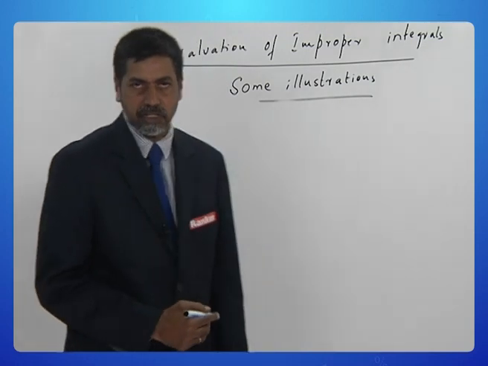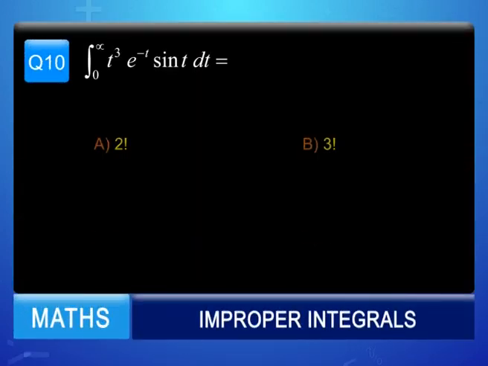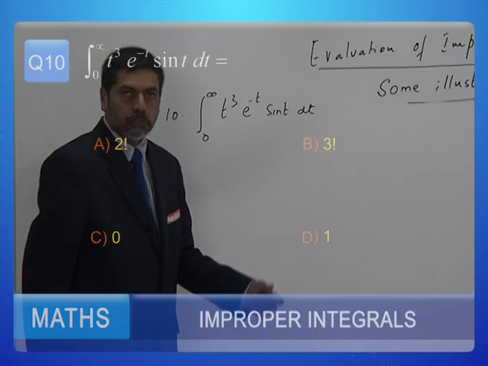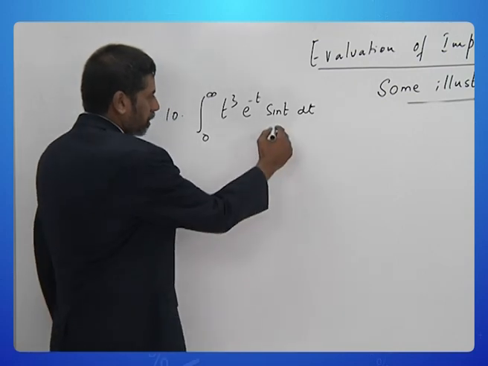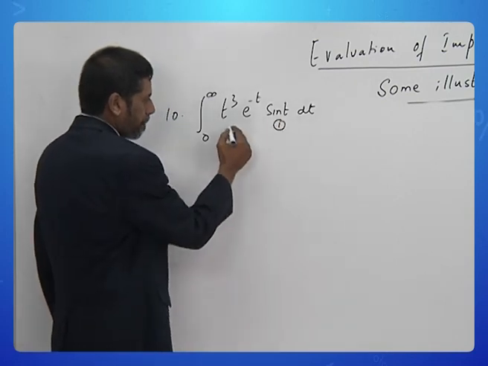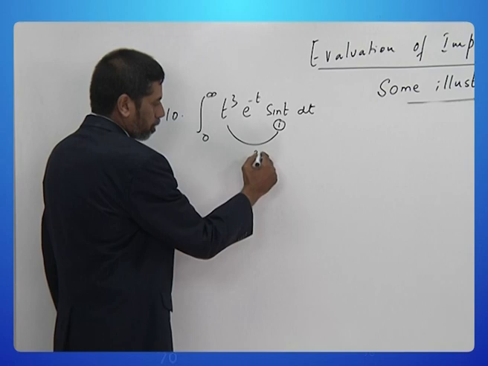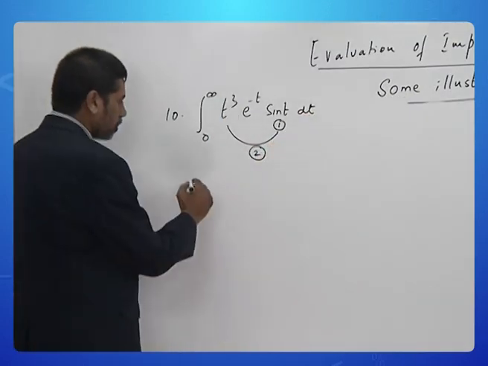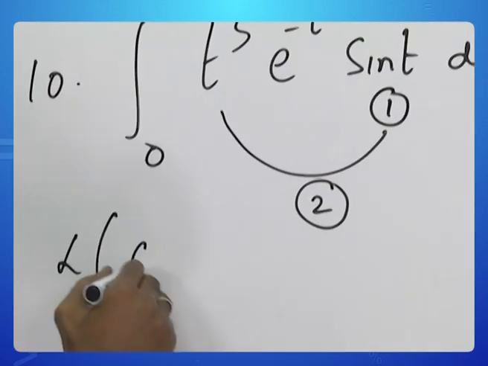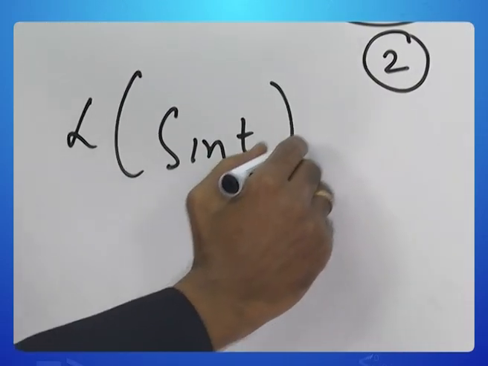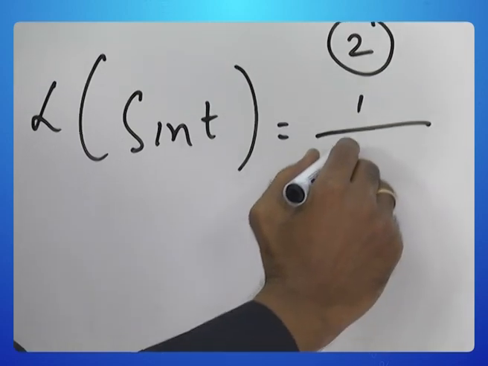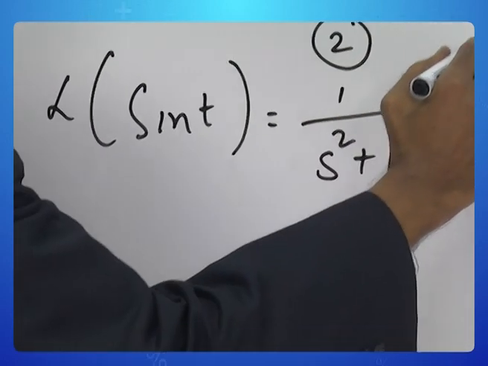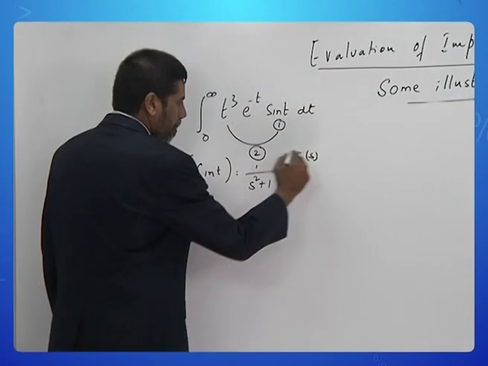Okay friends, let's look at the 10th problem. So the process is begin with the transform of sin t, then use the property of finding transform of t cube sin t, right? So the Laplace of sin t is 1 by s square plus 1, call it f of s.